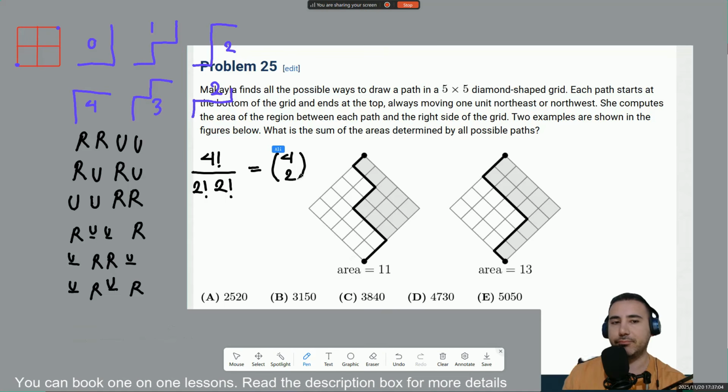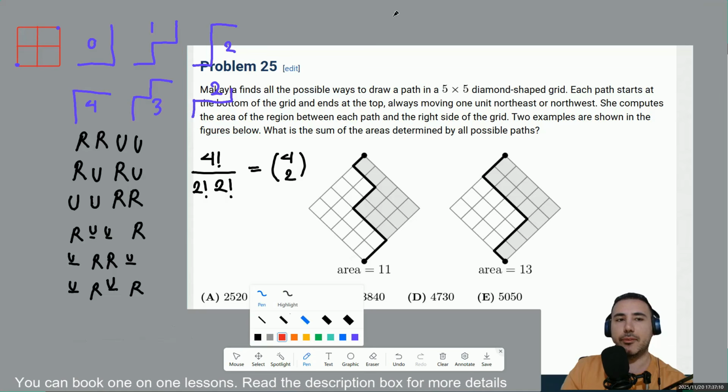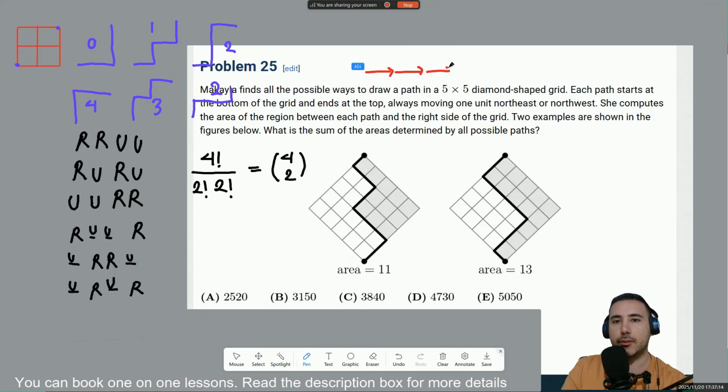There you go. So let's do it for a 3x3 for extra practice. A 3x3 means we need to go 3 rights and 3 ups. So we need the number of rearrangements of these letters. You could write it like this: I have 6 letters, R's are repeating 3 times, U's are repeating 3 times.